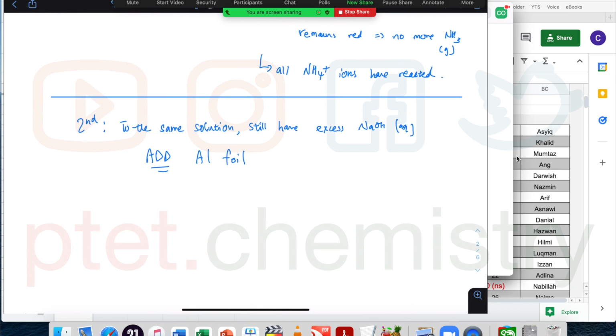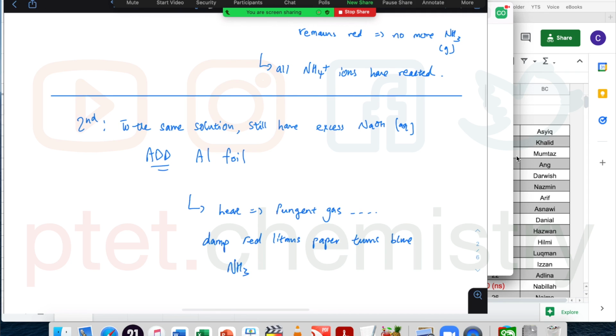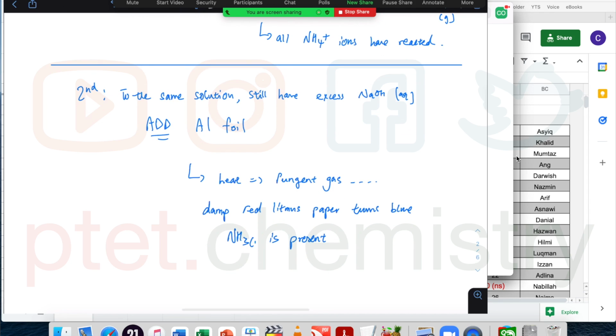If you know the idea, you can write it in your own words. Then of course we heat it up, and we get a pungent gas. Pungent is the smell of the gas. It smells a bit like urine, but it's not the test for the gas. The test is not by smell. You have to test again. The damp red litmus paper will turn blue. So NH3 is present. NH3 is the gas that you produce, but what is your conclusion?